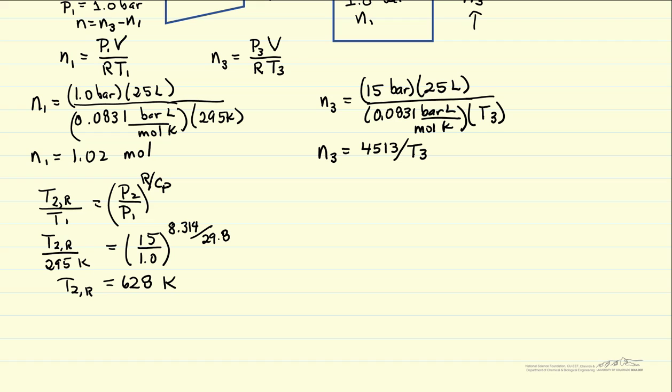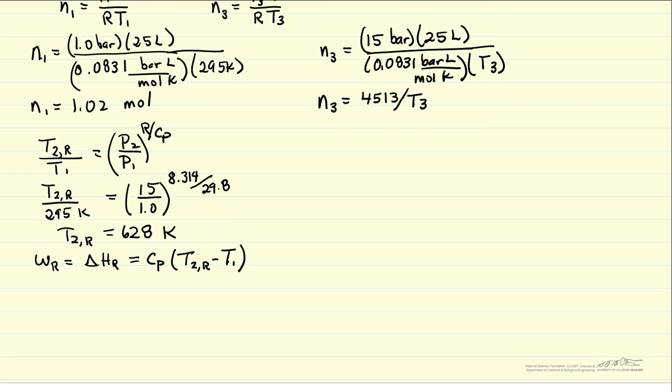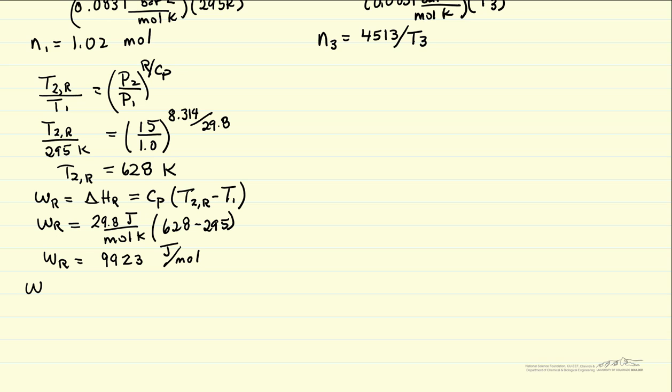And so now we can calculate the reversible work and then use the efficiency to get the irreversible work. So the work for the reversible compressor is equal to delta H for reversible, which is the heat capacity times the temperature difference, reversible outlet temperature minus inlet temperature. The irreversible work is going to be larger. Let's just call that the actual work for the process, and that's going to be the reversible work divided by the efficiency. The efficiency is 80%, so the irreversible work is larger.